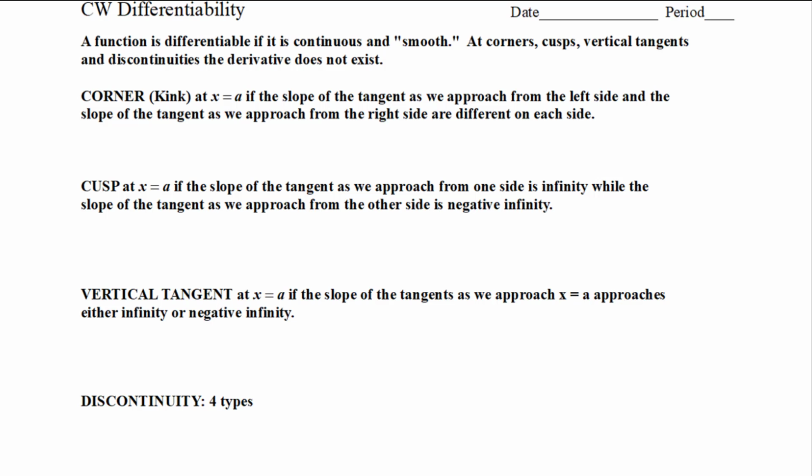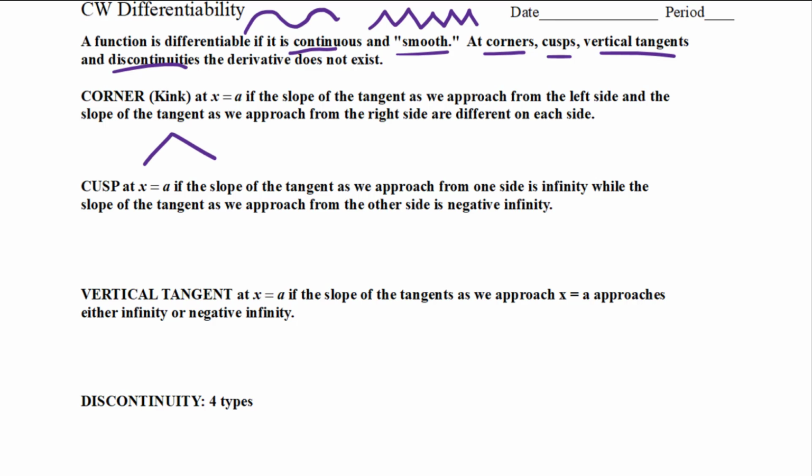So first off, differentiable. A function is differentiable if it is continuous and smooth. A function is smooth if it looks like what you would expect. You can maybe run your hand along it and there are no points, no jagged edges. It is smooth, as opposed to something like this, which is jagged, which is pointed. That is not differentiable at those points. Corners, cusps, vertical tangents, and discontinuities are places where the derivative does not exist. And we're going to go through each of those.